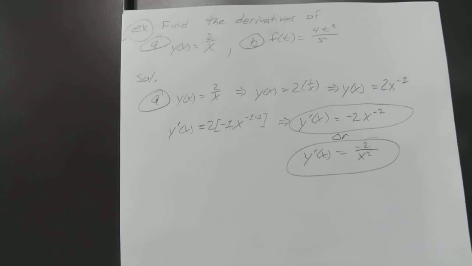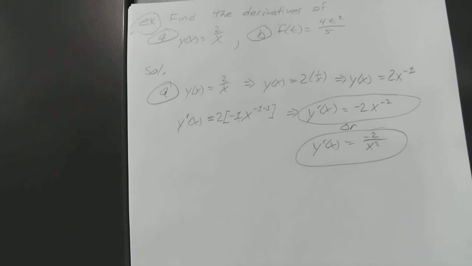Okay. So all you do is you just pull the constant out of the way, do your derivative, and then multiply it by whatever the derivative is. All right. Any questions on that one? All right.